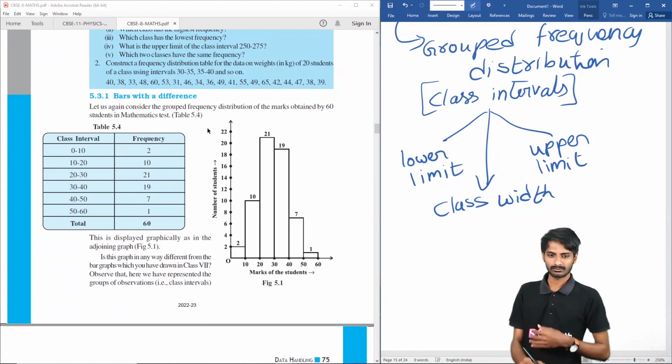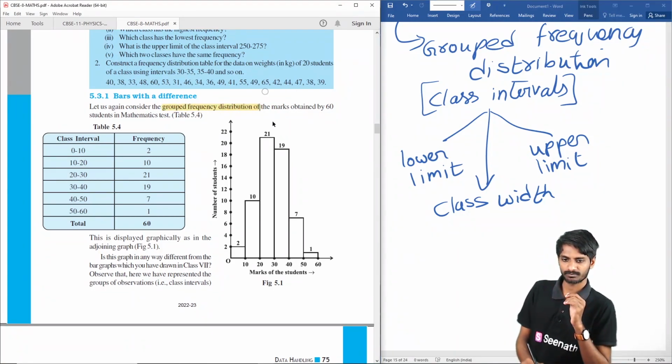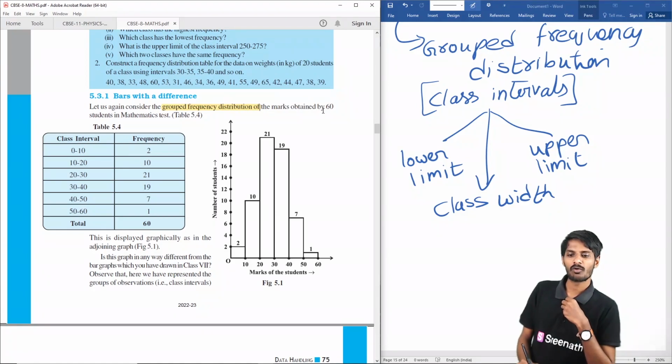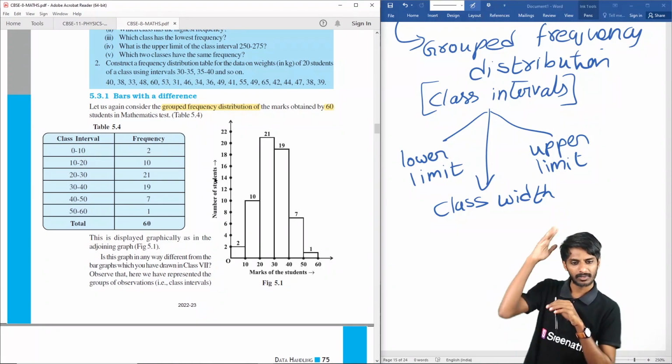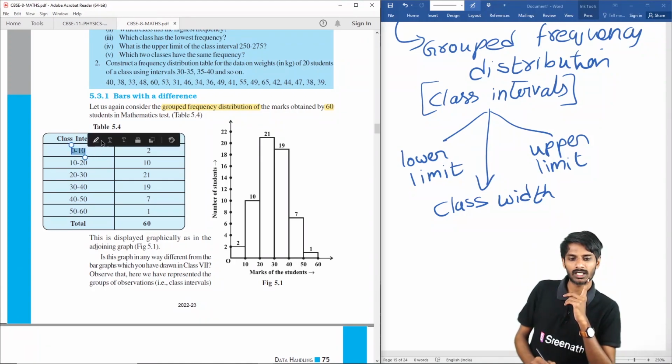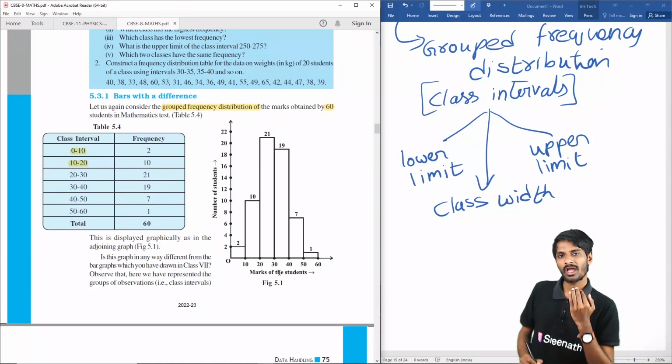Okay, grouped frequency distribution. Of the marks obtained by 60 students in mathematics, the class intervals are 0 to 10, 10 to 20, like that, and the frequencies are 2, 10, like that. On the x-axis we have taken the marks of the students, 0 to 10 marks, 10 to 20 marks, like that. On the y-axis we have taken the number of students.